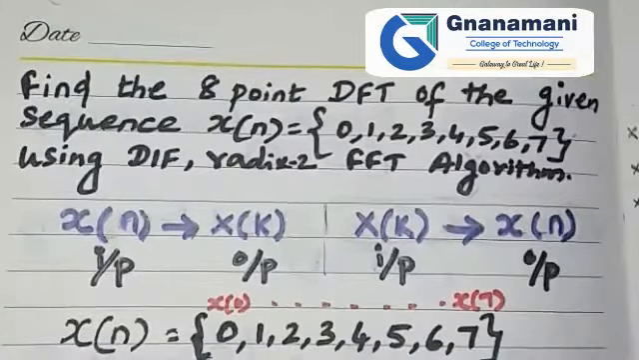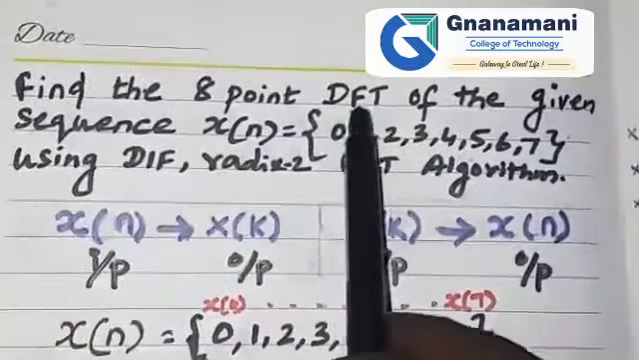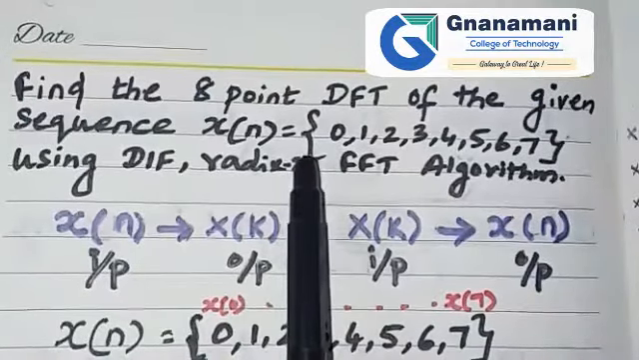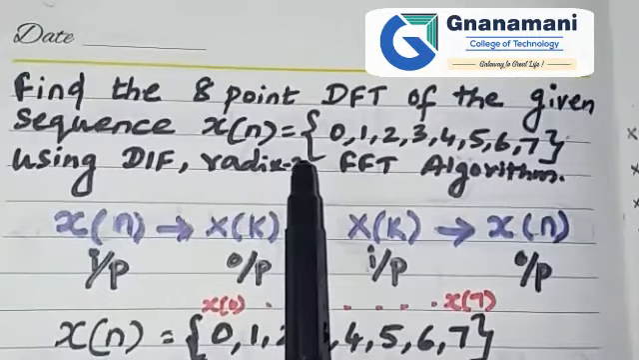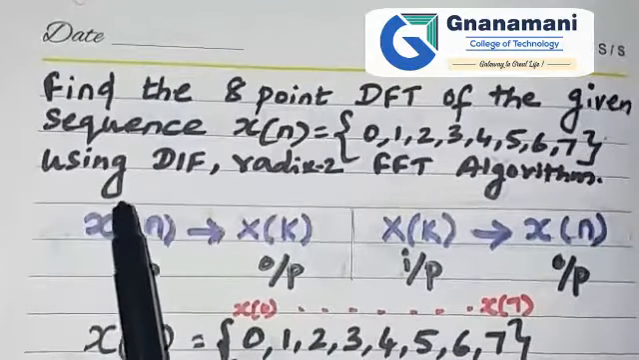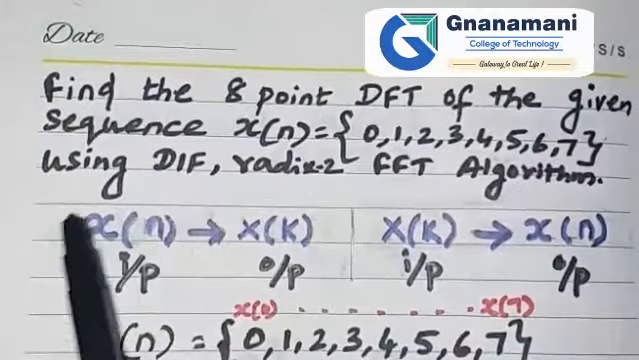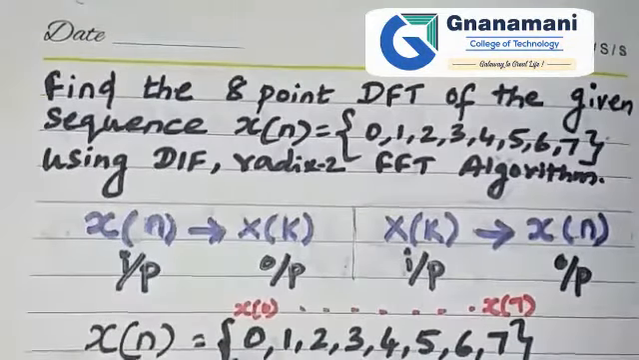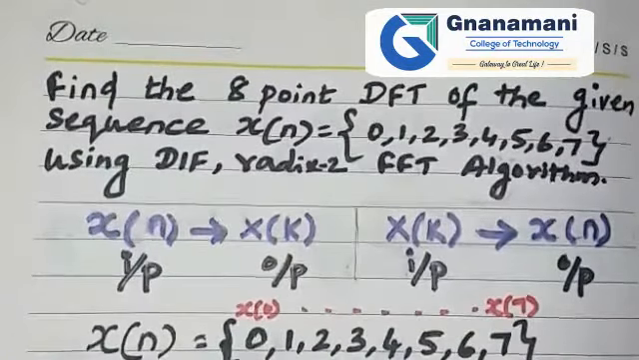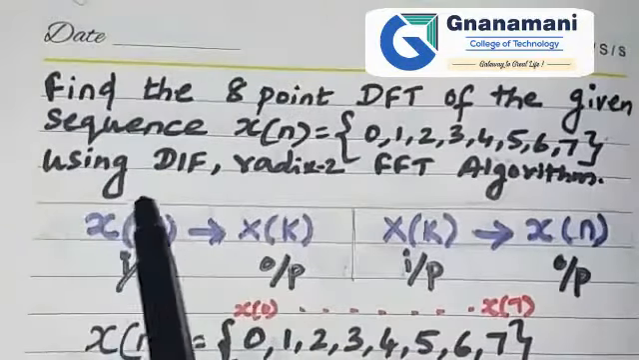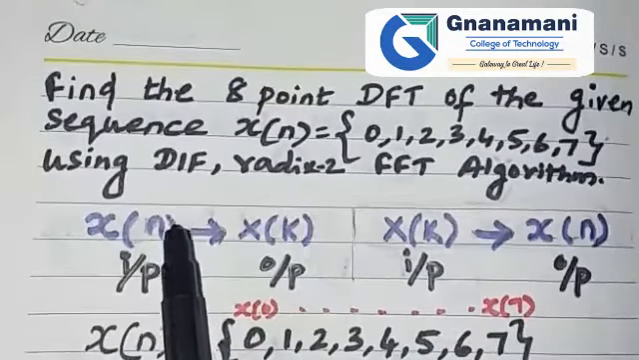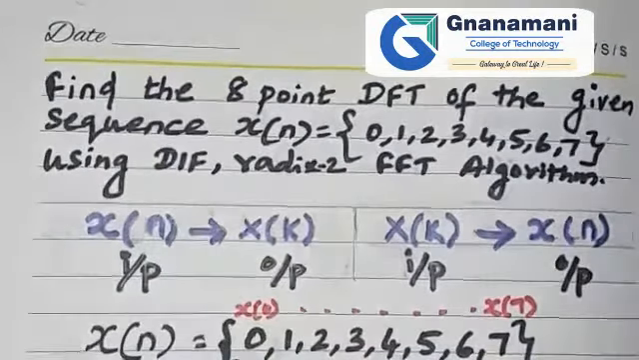Most of the students commit mistakes on seeing the word DFT and a sequence. Simply they go for DIT or DIF even though it is not mentioned in the problem. You should not go for a butterfly diagram unless it has been given in the problem as DIT or DIF. You should go for the formula method or matrix method. Here it has been clearly mentioned as DIF in this problem, so we are going to use the butterfly diagram and we can proceed with the problem.